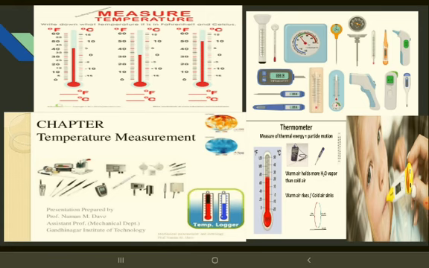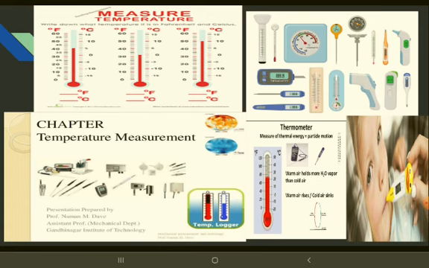Some of you students know this very well. If you get a fever, the doctor will keep a thermometer in your mouth to check the body temperature. At that time, you know very well.